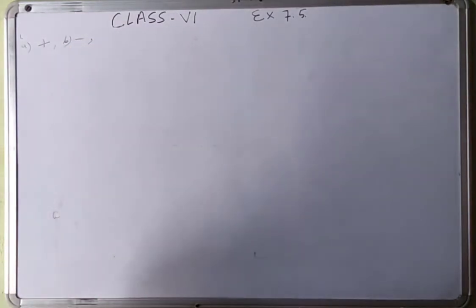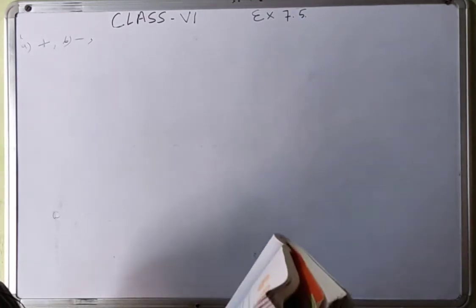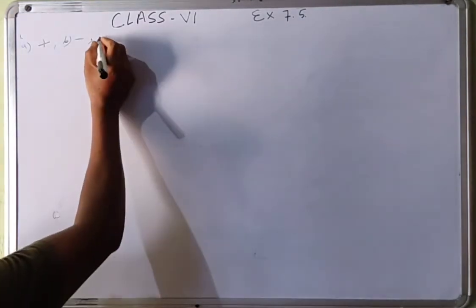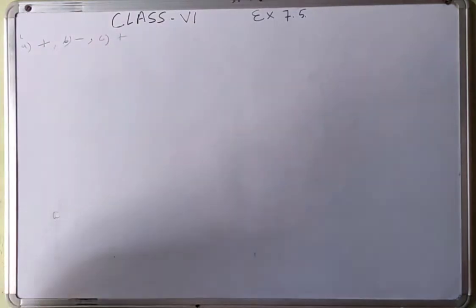C. Before the is equal to, you are looking at 5 boxes added. After the is equal to, also 5 boxes are added. So that will become plus, right?